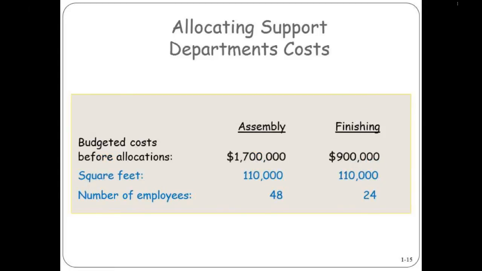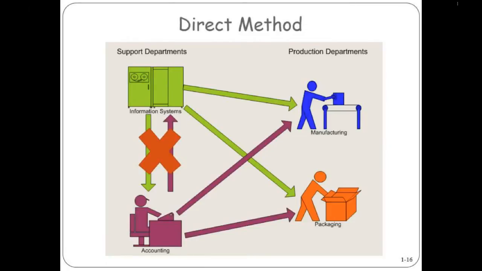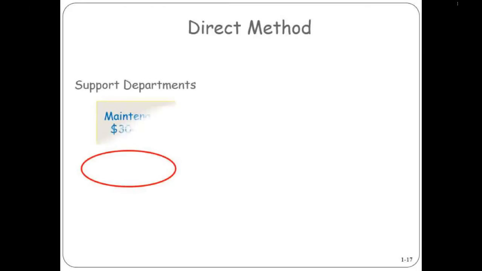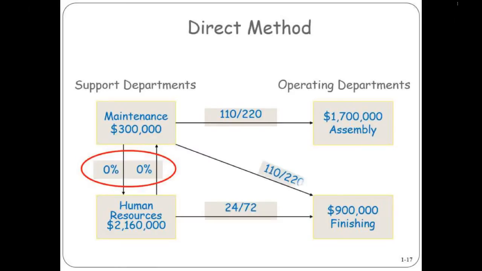well, here's the other 2 departments, the finishing departments, assembly and finishing, their direct costs, and the number of square feet they each use, and the number of employees they each have. Remember, we're going to ignore this. So here's how you would do the allocation. There's 0% allocated between the two.